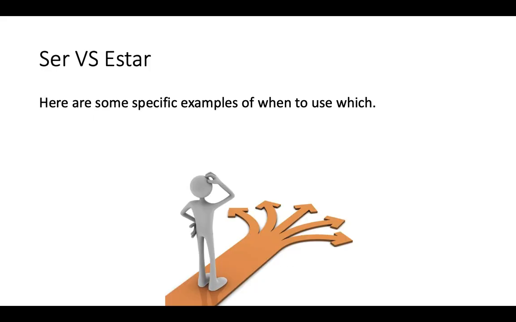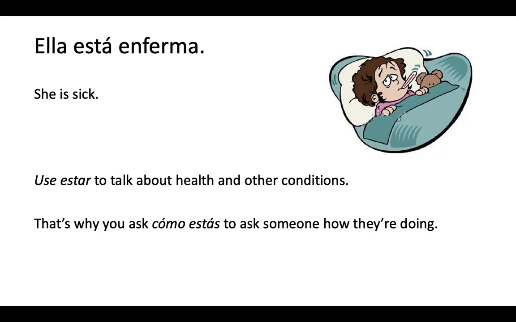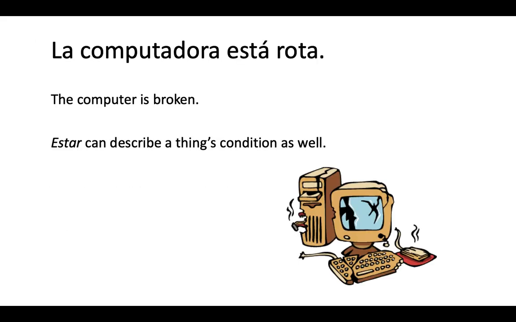So let's take a look at some specific examples of when to use which. Estar will talk about emotions. Emotions are conditions. It will talk about conditions like your health. And that is why you ask ¿Cómo estás? To ask someone how they're doing. You know, how are you? How's your health? How are you feeling? Also the conditions of things, not just people.